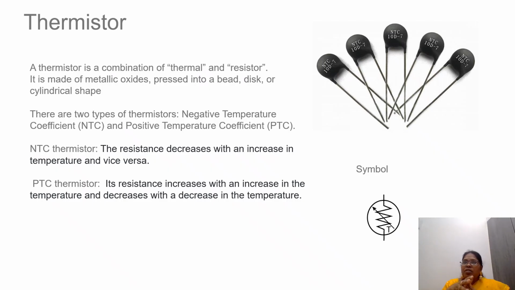There are different types of shapes, and this comes in the category of negative temperature coefficient. That means the resistance will decrease with the increase in temperature. Whereas in an RTD, as the temperature increases, the resistance also increases. Here, as the temperature increases, the resistance will decrease. So we call it negative temperature coefficient, and this is the symbol for the thermal resistor.